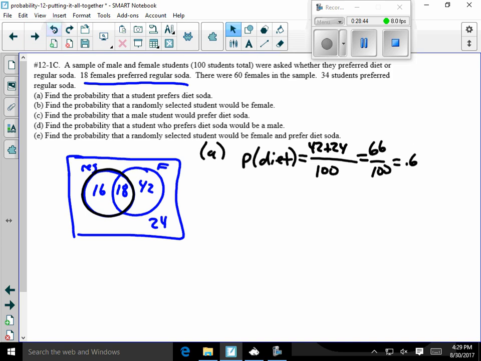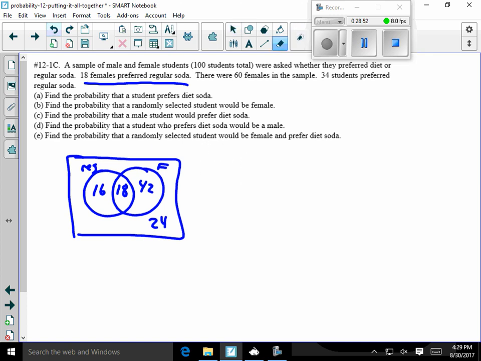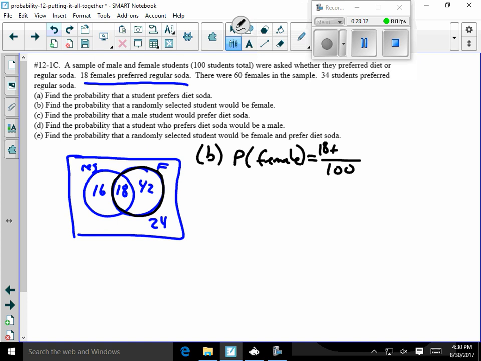Okay, and if I decided to do the second problem using that same Venn diagram, for part B, we're finding the probability that an individual student would be a female. So this is a simple probability. So again, it's out of all 100 students. And this time it would include the people that are inside the female circle. So it'd be 18 plus 42. Those are the numbers that are inside the circle. And that turns out to be a total of 60 out of the 100. And therefore, that's 60% probability. Okay, again, matching what we had before.